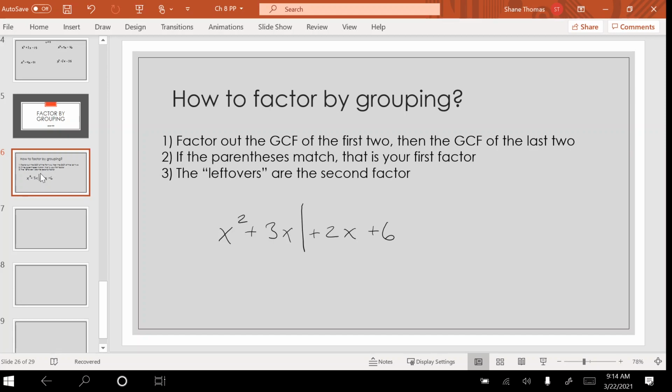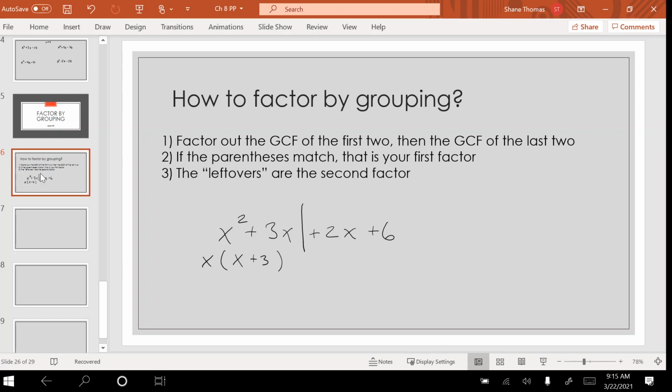Now, on the left, I have 2 terms, x squared plus 3x. What's the GCF of those 2 terms? X. All right, so I factor an x out. What's left? x plus 3. Right? First one has 2 x's. I take 1 out. There's only 1 left. This has 3 and an x. I take the x out. There's 3 left. All right, on the right side, 2x and 6.